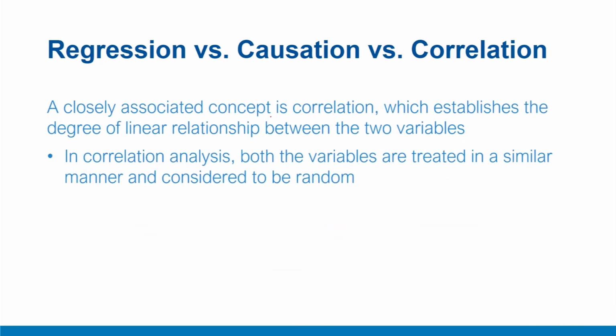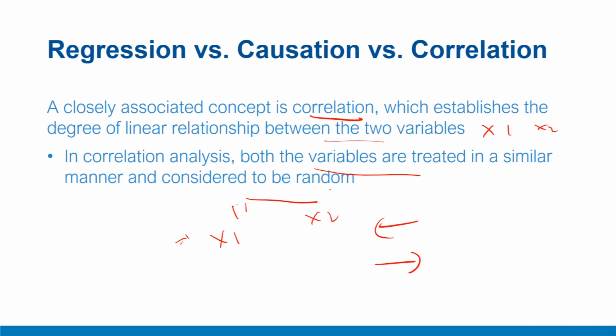A closely associated concept here is correlation. Correlation establishes the degree of linear relationship between two variables, let's say x1 and x2. In correlation analysis, both variables are treated in a similar manner and considered to be random. That means no causality from one to the other is implied. Let's take for example, if variable x1 moves by 1%, then x2 moves in the same direction by, let's say, 0.5%, then there's a 50% correlation between these two variables. However, we do not imply any causality here.